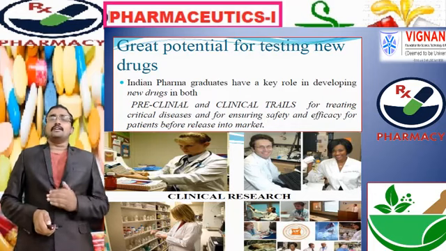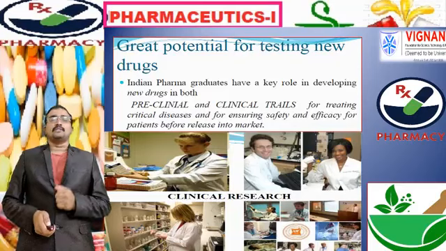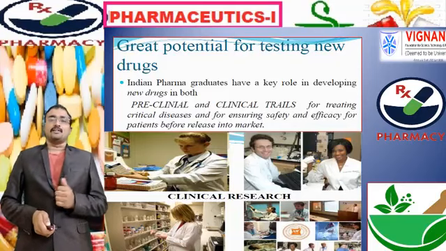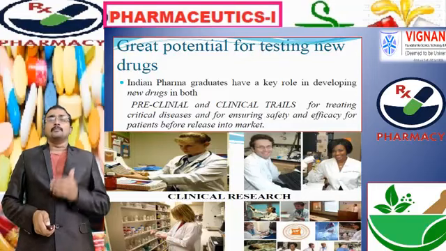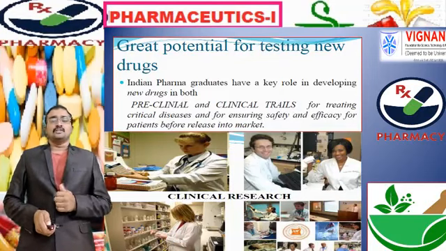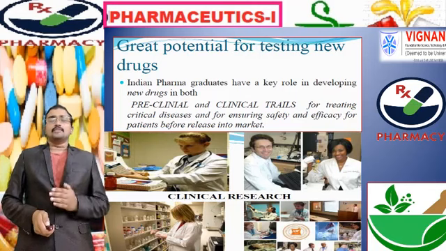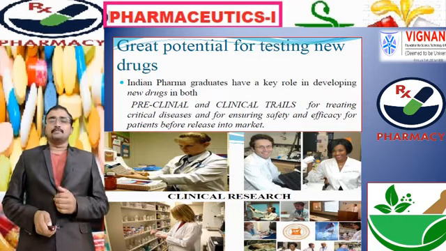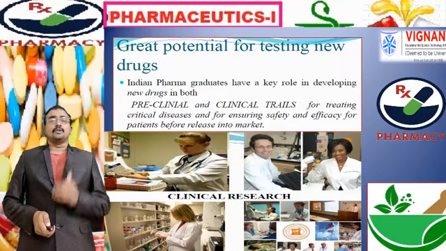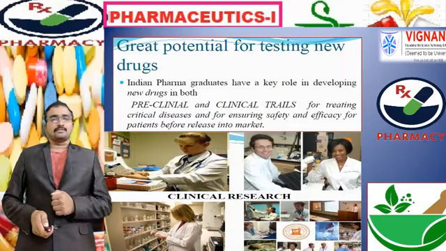Phase 1 deals with a limited number of people. They will test it mainly for safety levels, so fewer than 100 people are tested for the new drug, mainly to check the safety level. In clinical phase 2, the number of people increases to about 1,000, and this phase mainly examines both safety and efficacy levels.